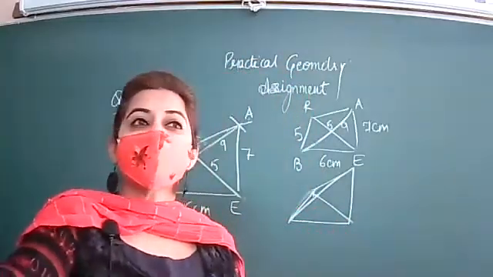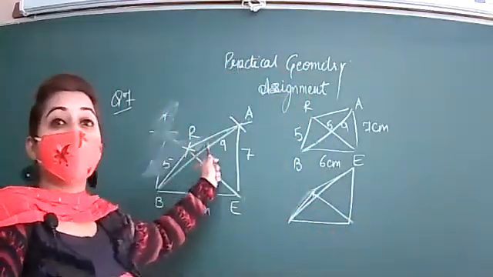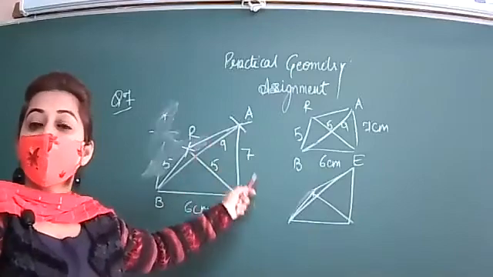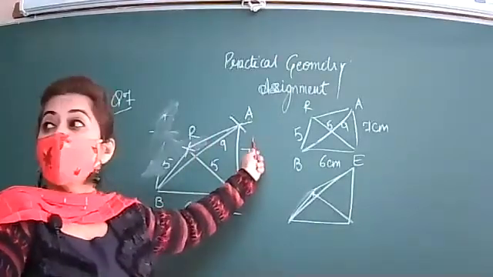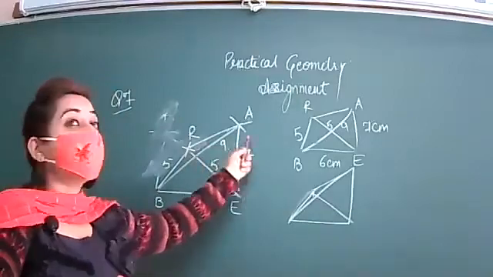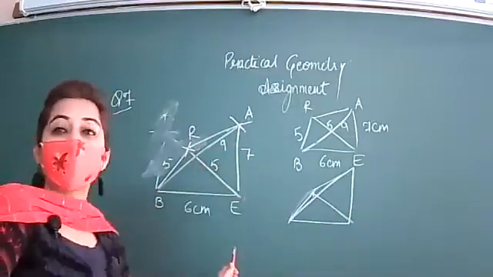After completing this figure, you will join R and A. That will complete your quadrilateral BERA. Then you have to measure the length of RA. Measure the length of RA with the scale and write the dimension here.